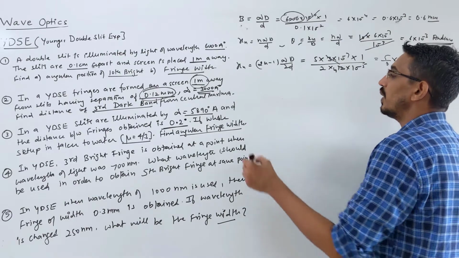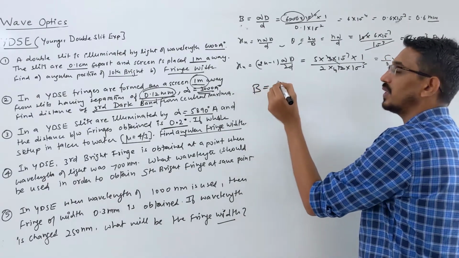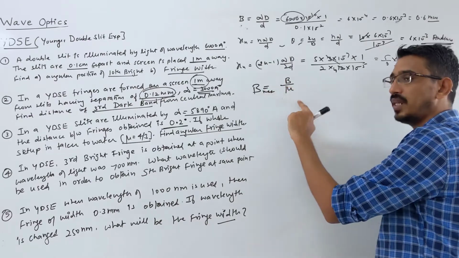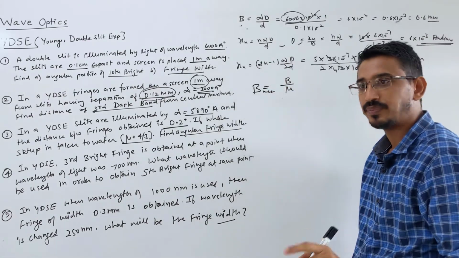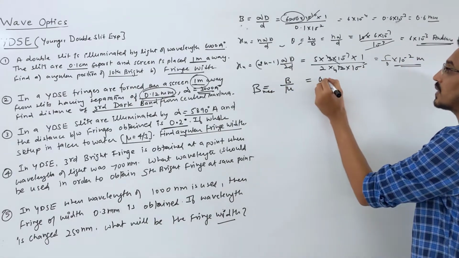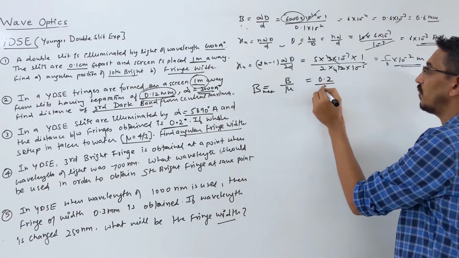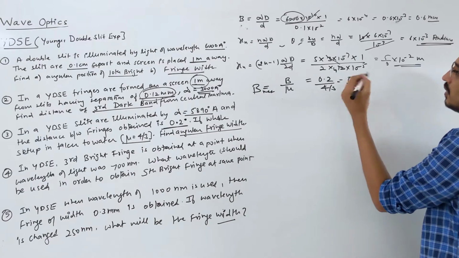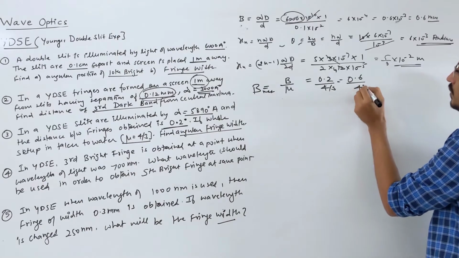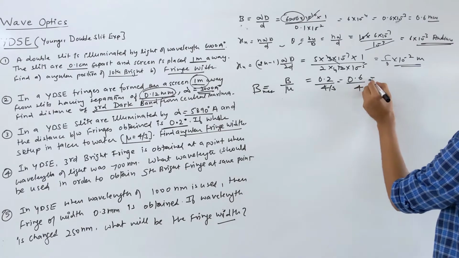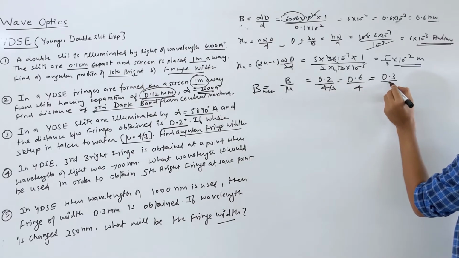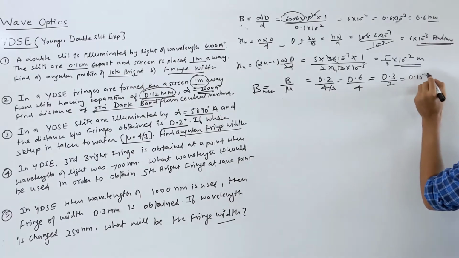So we know that when you take a setup in a medium, your fringe width in the medium is always the fringe width in air divided by mu. Linear or angular, both give the same answer. So in air, angular was given 0.2, divided by mu, which is 4 by 3. So this becomes simply 0.6 by 4. If you want, you can simplify further, otherwise this much is okay. 0.3 by 2, so 0.15 degree.